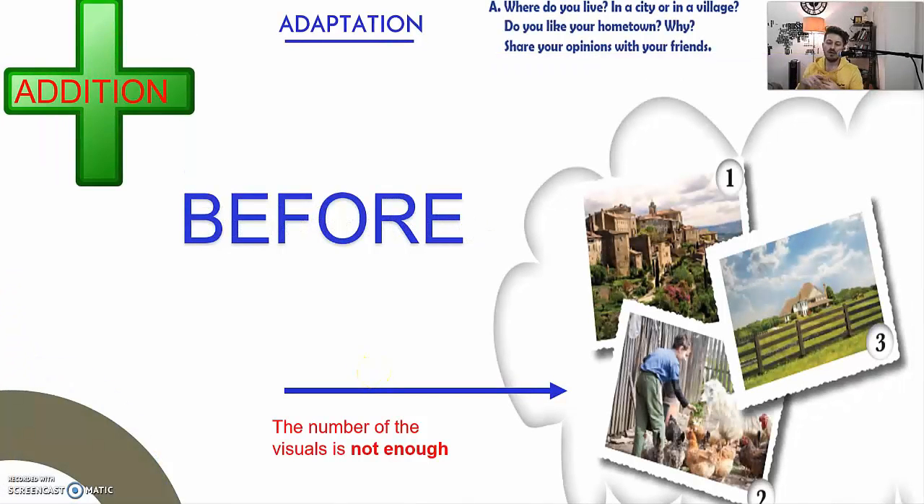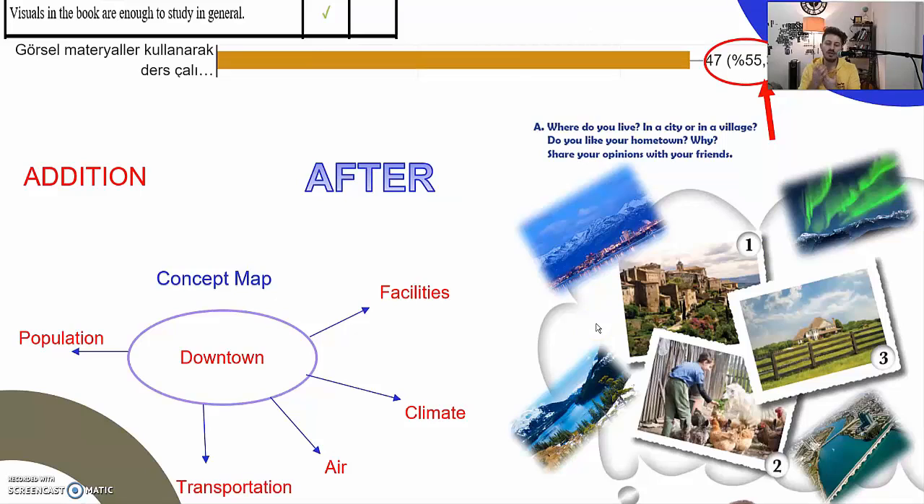Hello everyone, it's me again. Now, I want you to look at the activity and visuals. I think the number of visuals is limited for getting ideas to speak, and there is no concept map. And this question comes to my mind: how do students organize their ideas easily? I changed this activity by adding more visuals and a concept map. And after stage, our research shows that 55% of the students like studying with visuals.